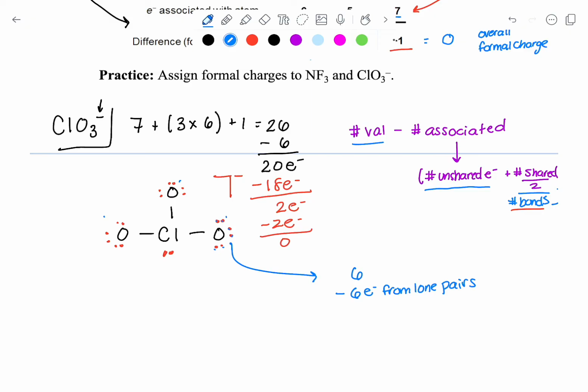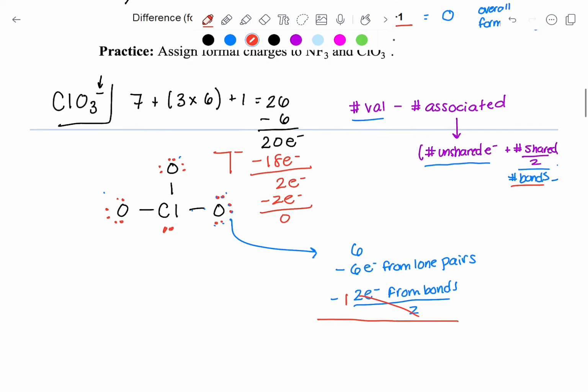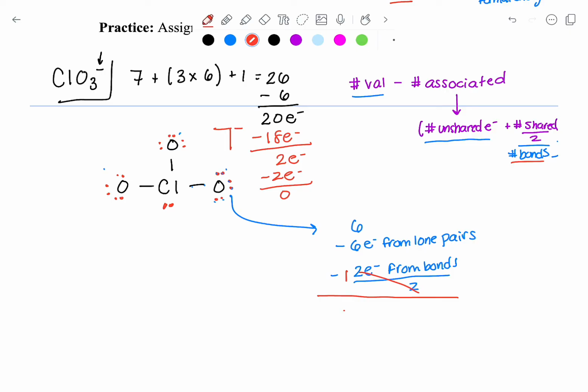And then I'm going to take my number of shared electrons and divide it by 2. Each oxygen has 1 bond, which has 2 electrons. So we're going to subtract off 2 electrons from bonds and divide that by 2, since the oxygen can only claim one of the 2 electrons. So 2 divided by 2 cancels out to 1. So we take 6 minus 1, and that gives us a formal charge for the oxygen of -1.